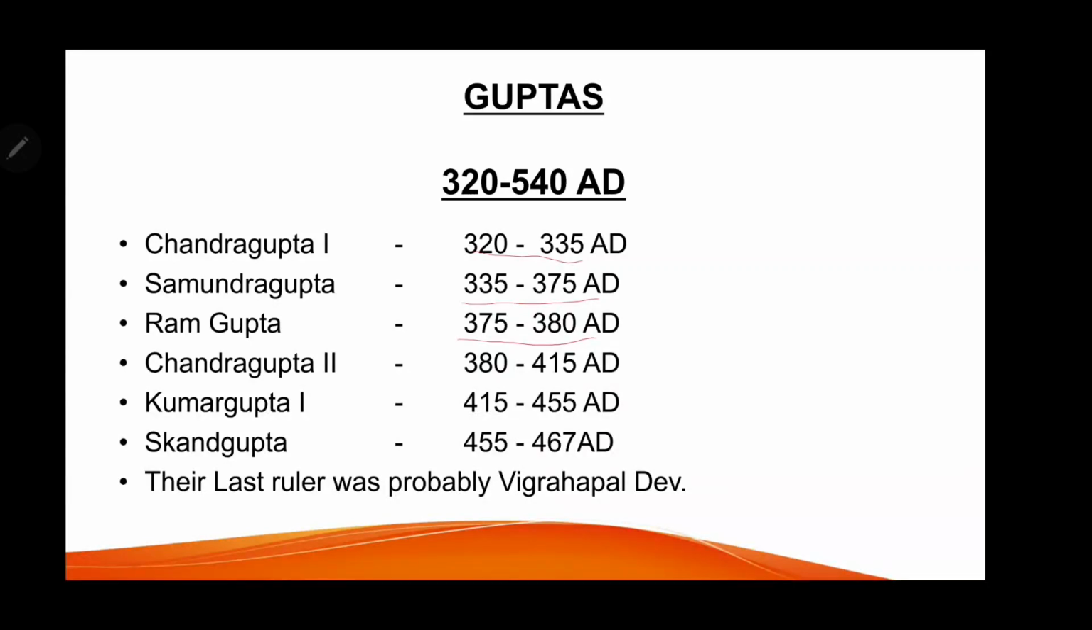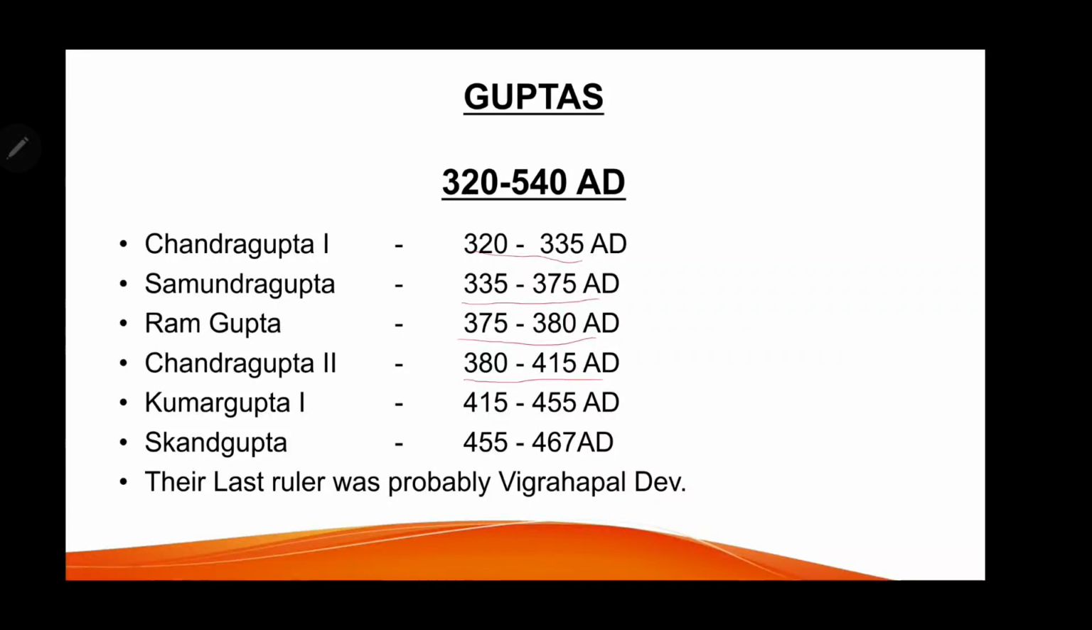The next king is Chandragupta II, the younger brother of Ramgupta and the younger son of Samudragupta, who ruled from 380 to 415 AD. Chandragupta II is also known as Chandragupta Vikramaditya. During his time, one Chinese traveler, Fahian, visited India, who gives a beautiful description of the Indian subcontinent.